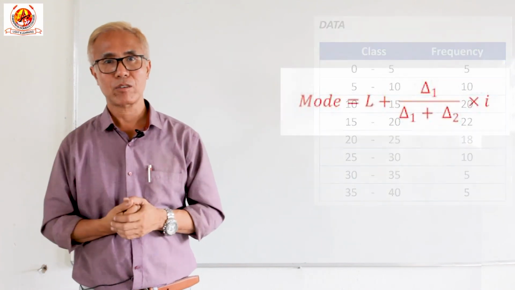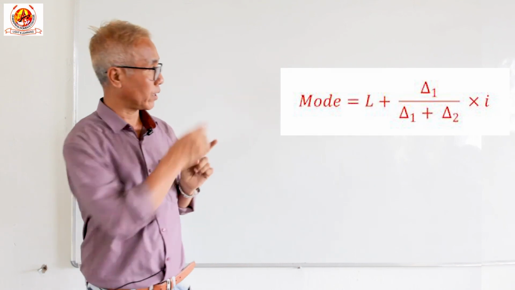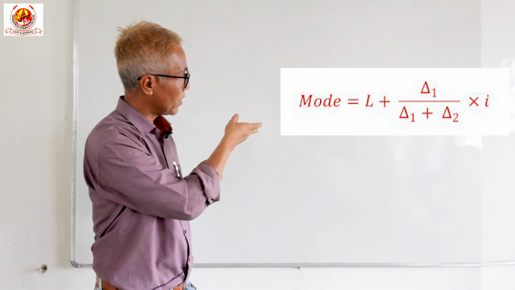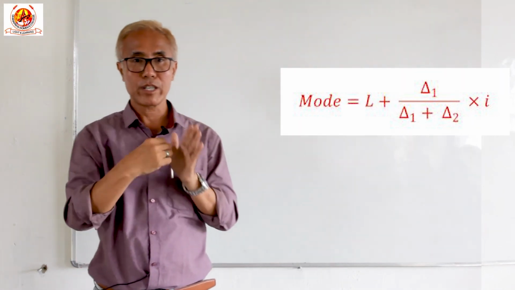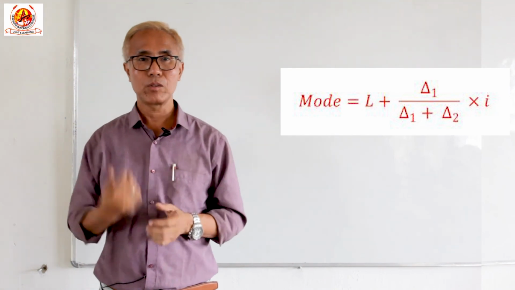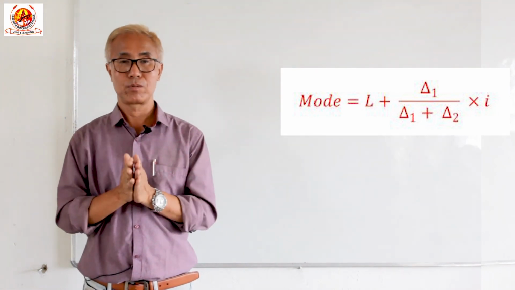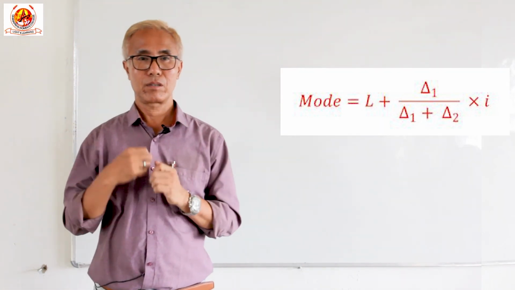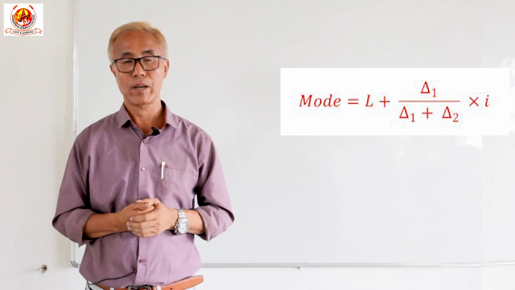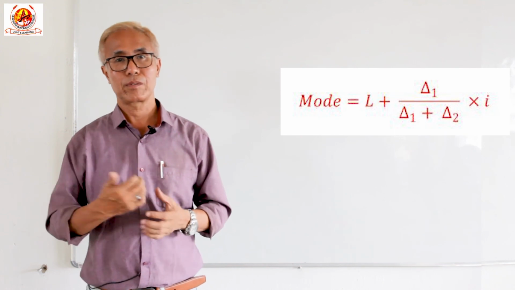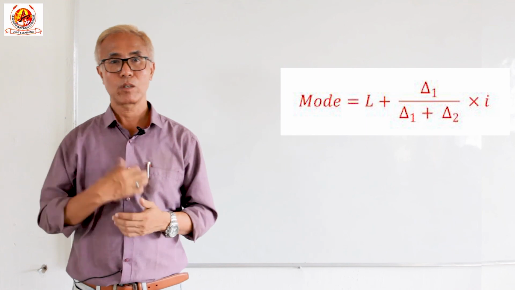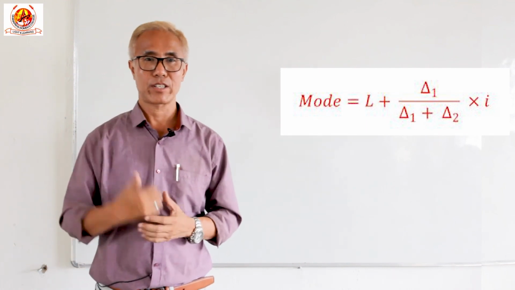Apply this equation. Identify the modal class value, then substitute the values in this particular formula and find out the value, and then submit the answer to the college email gpwc.info@gmail.com, or put the answer in the Moodle, or in the WhatsApp also. So it is your assignment.